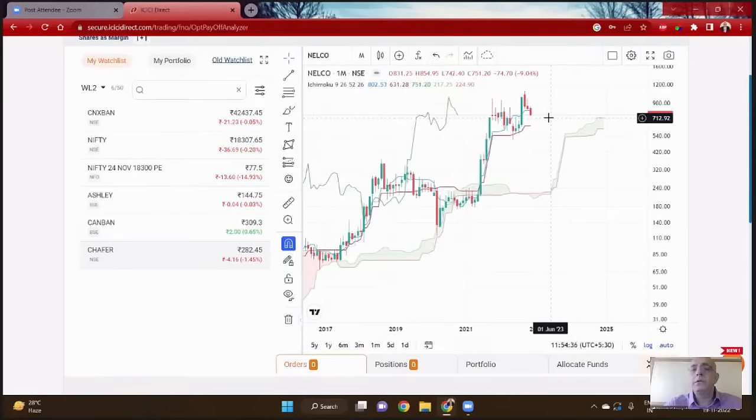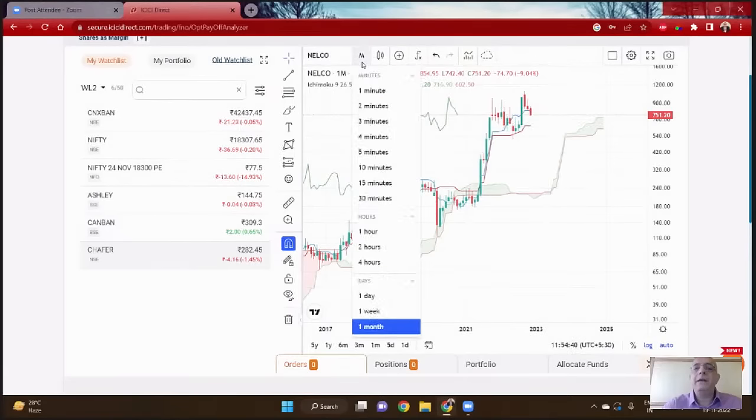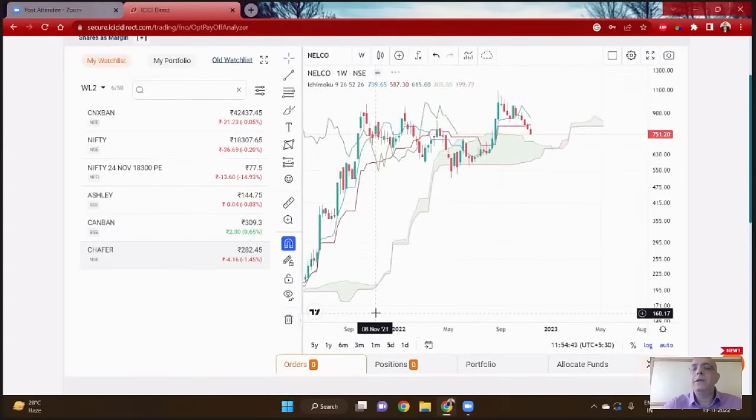$700 looks like a good support level. If that cracks 625, if we go to the weekly, yeah, 700 looks like a very good level to start the accumulation. Max scenario, I would say do an accumulation between 700 to 650.